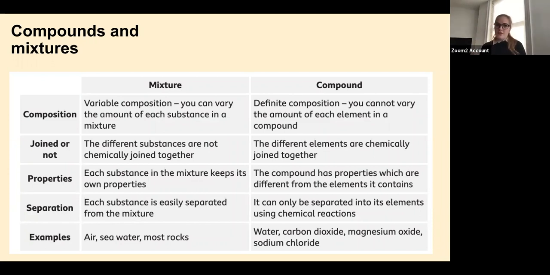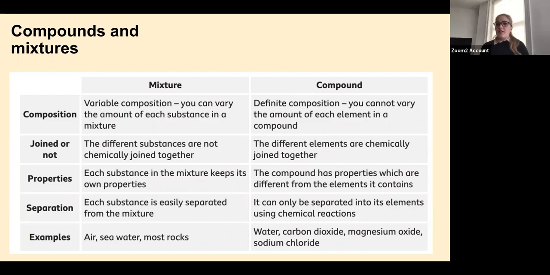Also in a mixture, the different substances are not chemically joined together. If you mix together some salt and some sugar, the molecules aren't going to join together. The sugar and the salt aren't going to combine. You're still going to have sugar mixed with salt. It's not going to form a new substance. Whereas in a compound, the different elements are chemically joined together. For example, in water, the hydrogen is chemically joined to the oxygen in each water molecule.